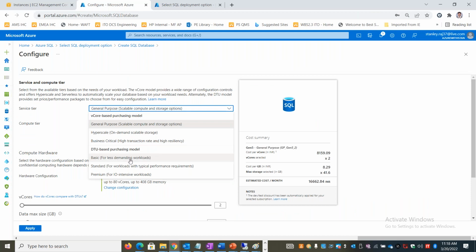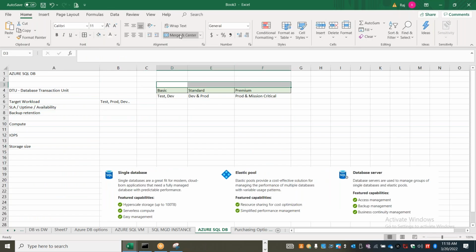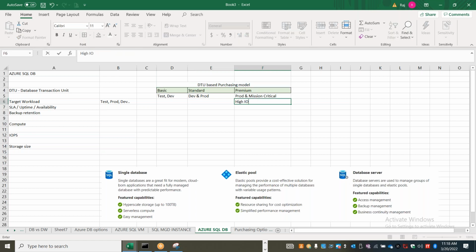If you look here, for less demanding workloads you can go for basic. For workloads with typical performance requirements, you can go for standard. For very high IO sensitive workloads, you can go for the premium model. So these are the three different DTU based purchasing models that are available. This is for high IOPS sensitive workloads, this is for moderately sensitive workloads, and this is for less sensitive workloads.